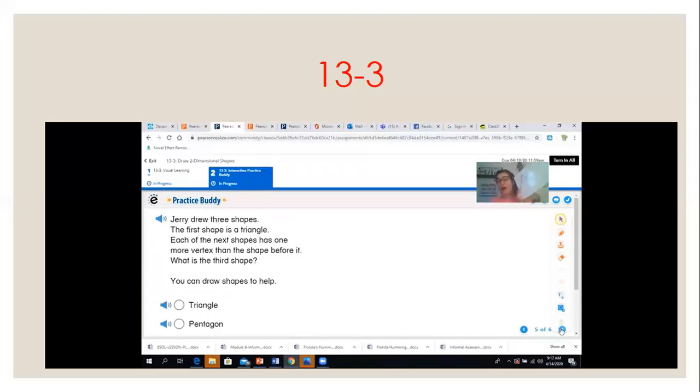So I could draw a triangle for 3, right? 1 more than 3 is 4. I could draw a square, right? A square has 4 sides. And then 3, 4, 1 more than that. So we said triangle, square, the last one is a pentagon. So it would be a pentagon.